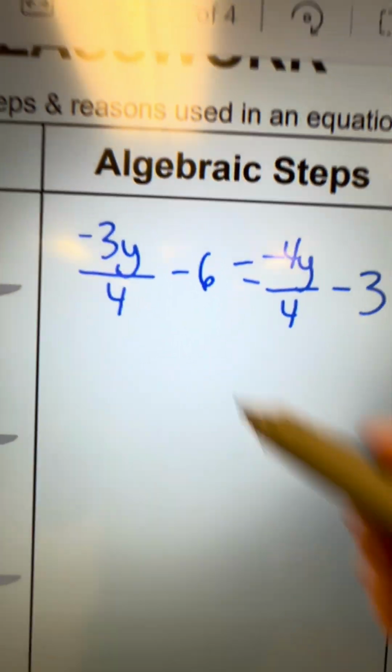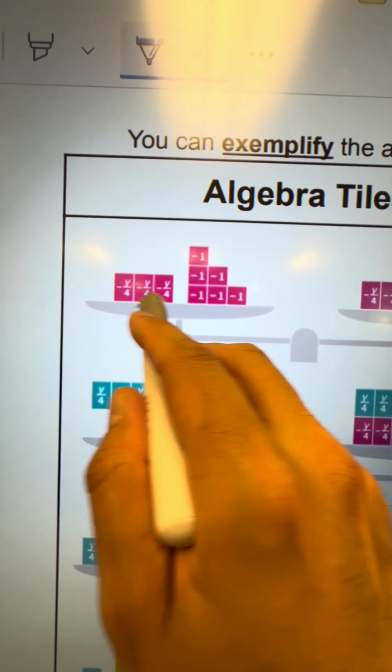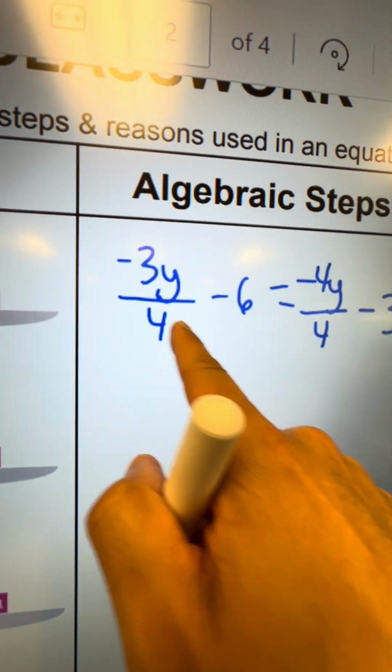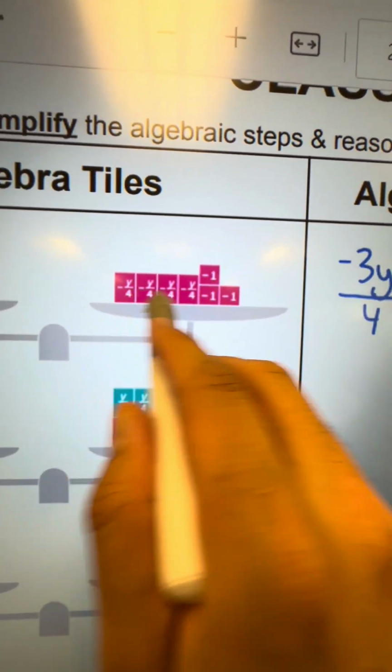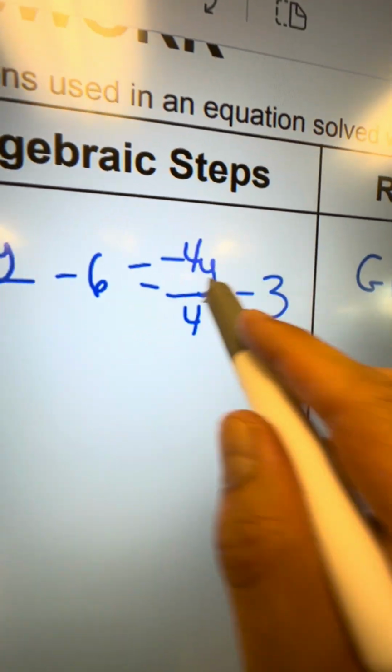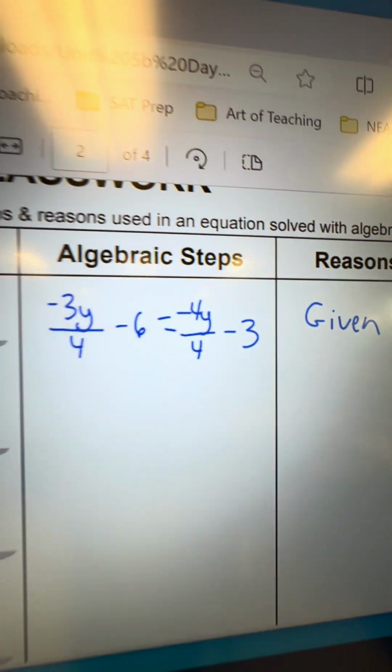So we have 3y over 4, negative 3y over 4, minus 6, which is what I have here. And on the right side, I have 4 of them, so negative 4y over 4, which is what I wrote here. And then 3 negatives, so minus 3, and the reason would be given.